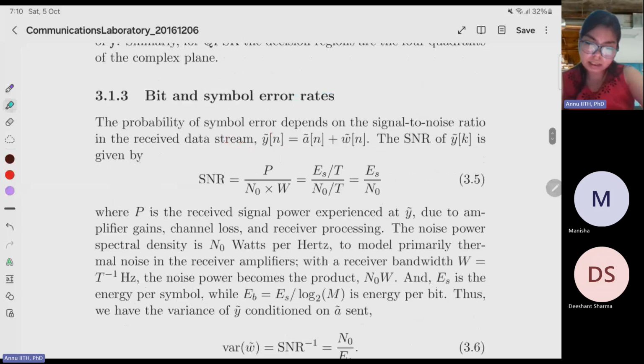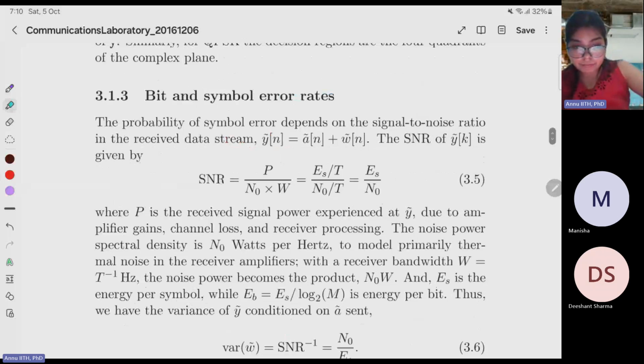So Es by N naught is just the SNR, and P is the received signal power experienced at Y, due to amplifier gains, channel noise, loss, and the receiver processing. The noise power spectral density is N naught watts per hertz, to model primarily the thermal noise in the receiver amplifiers. Es is the energy per symbol, and Eb, the bit energy, is Es divided by log 2M, because it is again the energy per bit.